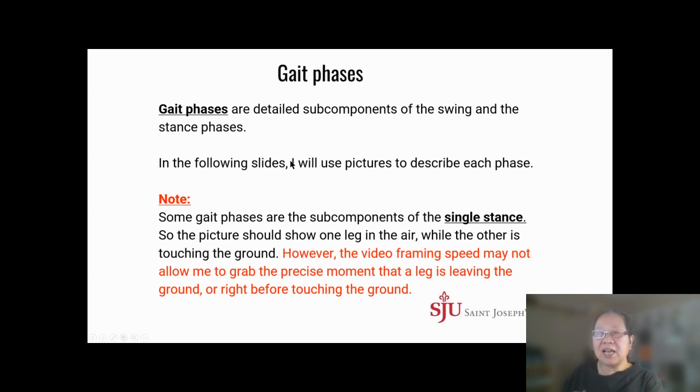Besides the stance, swing, single stance, and double stance, there are even more detailed components of gait. We call them gait phases. In the following slides, I will use pictures to describe the gait phases. And a phase is a duration. Only the first touch is a specific moment. Other gait phases are from one time to another time. So I will give you a starting picture and an ending picture.